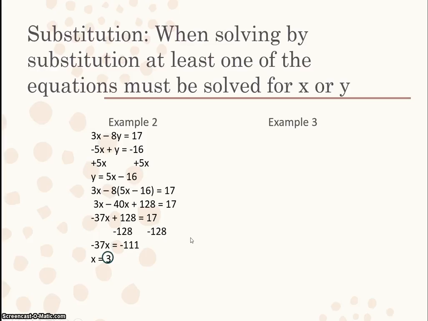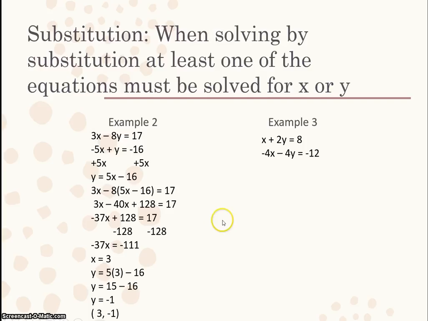Now, we're not done because we have to have an ordered pair. So we take that 3 and we plug it back into one of our equations. I chose this one because the y is already solved for. So when we plug it in for that x, we get 5 times 3 minus 16. Well, 5 times 3 is 15, minus 16 is just negative 1. So our ordered pair would be (3, negative 1).